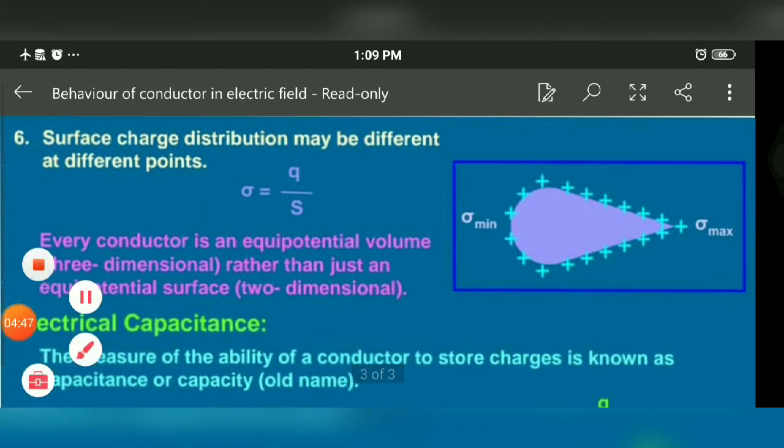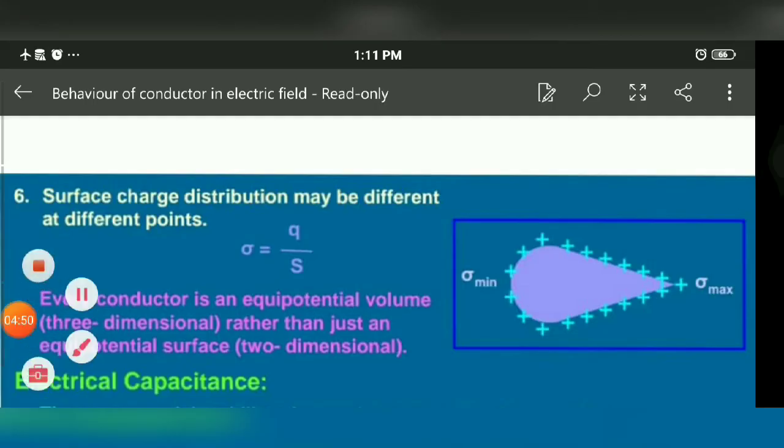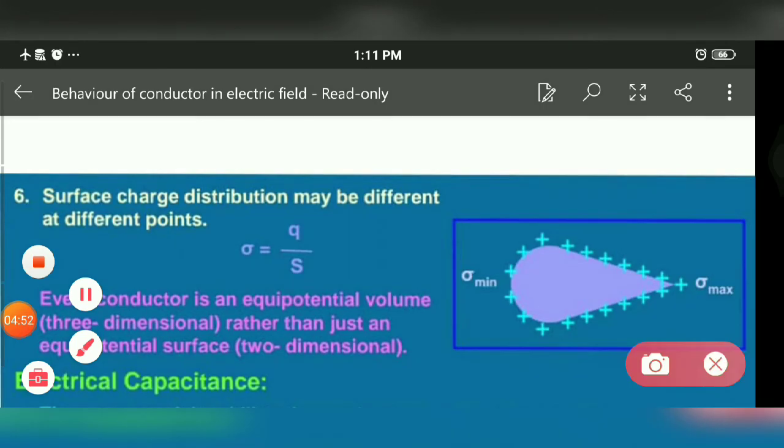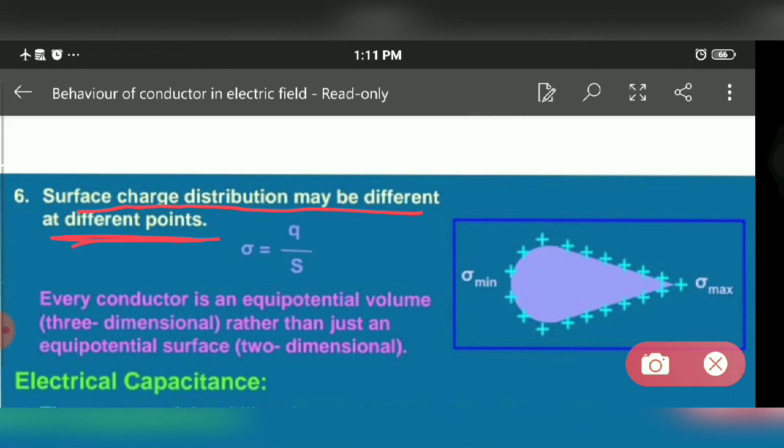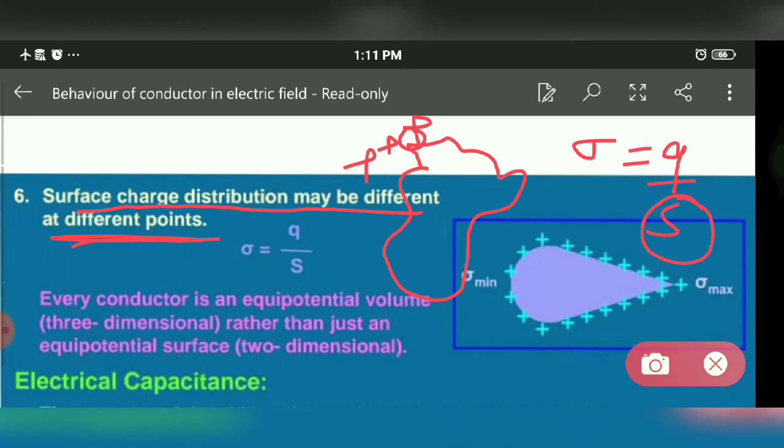Next is surface charge distribution may be different at different points. What does this mean? If this is a surface, at the point where the surface has a pointed end, it accumulates more charge, because surface charge density is charge per unit surface area. The smaller the surface area, the more the surface charge density. The larger the surface area, the less the surface charge density.